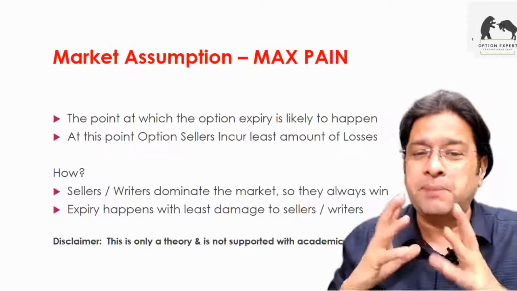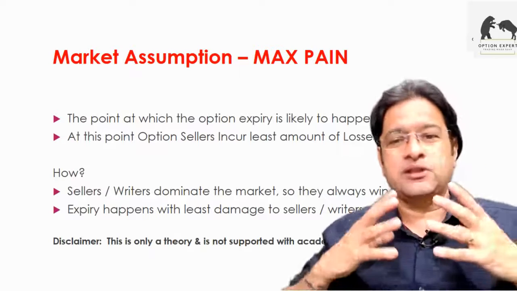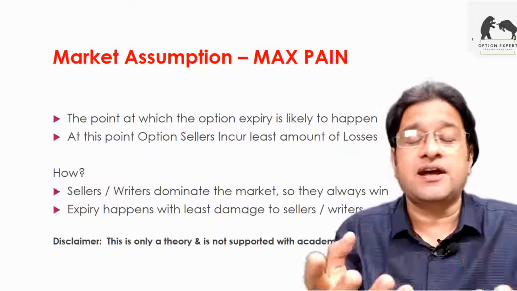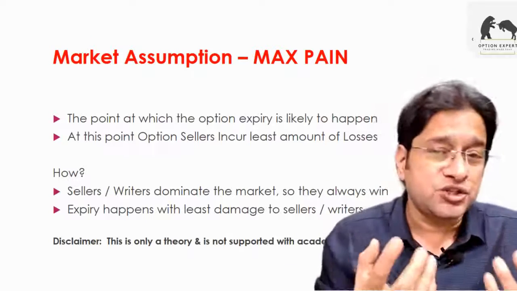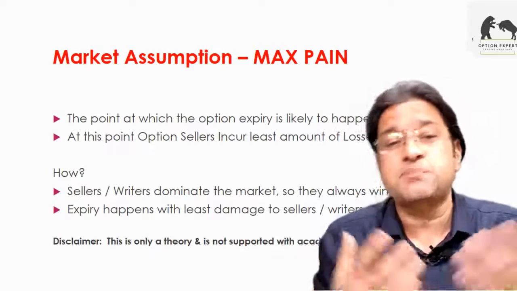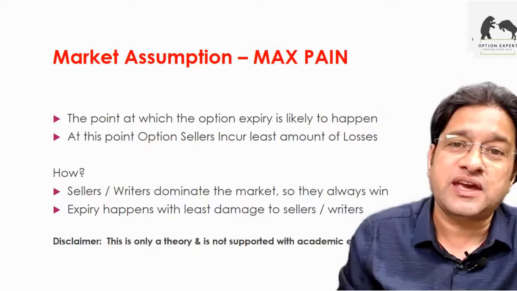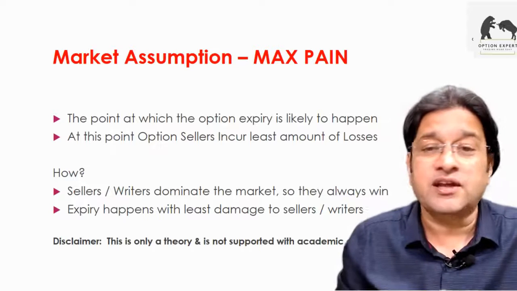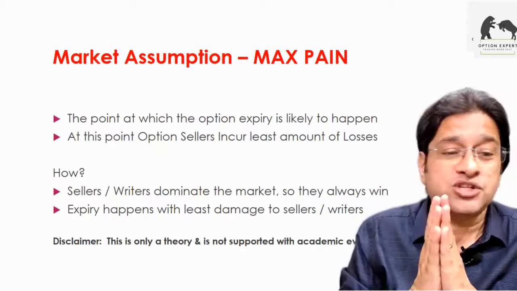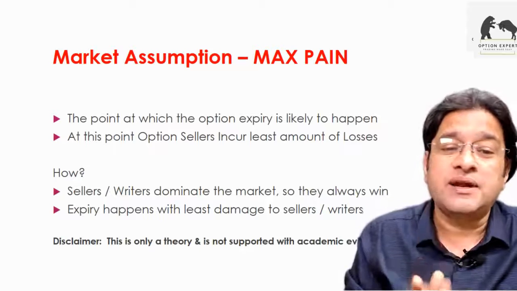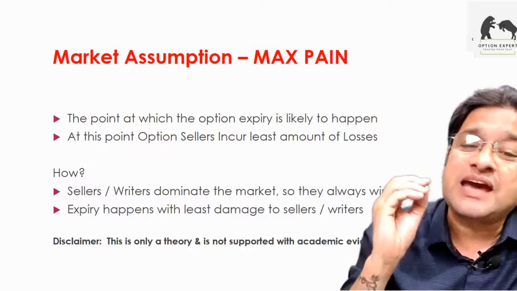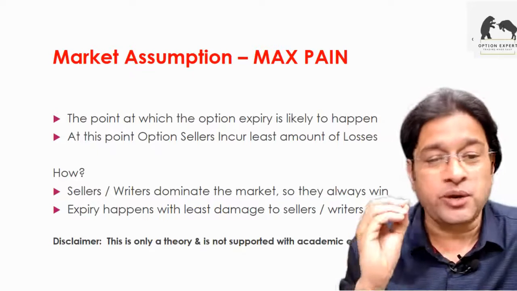As you know, only the big players, people with a lot of money in their pocket, usually write contracts. A retail trader like you and me cannot get into option writing too much, we cannot decide the trend. We cannot write substantially. One or two contracts we can write, but not beyond a point. We cannot decide the direction of the market. Now, how does it work? Sellers or writers dominate the market, so they always win. So expiry happens with the least damage to the sellers. This is how it works.